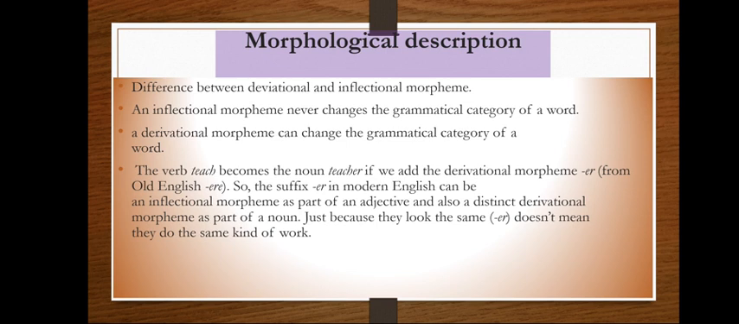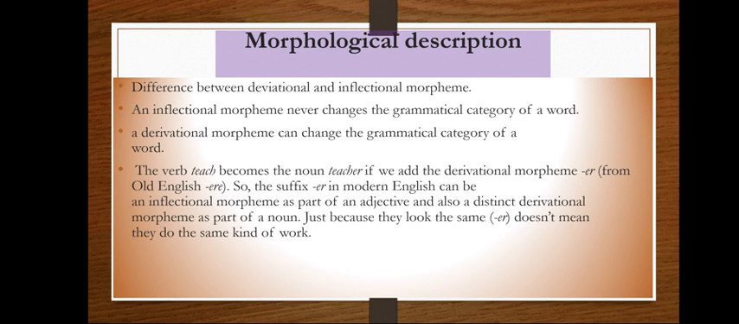While on the other hand, a derivational morpheme can change the grammatical category of a word. As I told you, a word might be a verb and it becomes a noun. We have the word beauty, which is a noun, and when we add the suffix full, it becomes an adjective, like beautiful. So beautiful is an example of a derivational morpheme, and books is an example of an inflectional morpheme. When we add s to book, it becomes plural, and when we add the suffix full to the word beauty, it becomes an adjective.